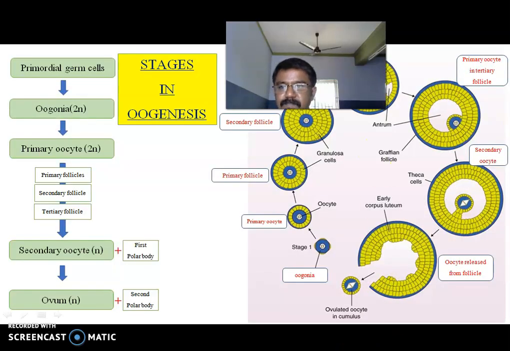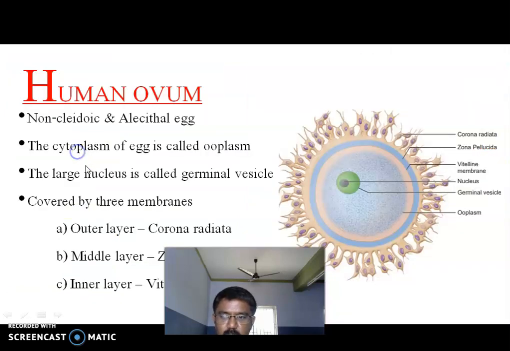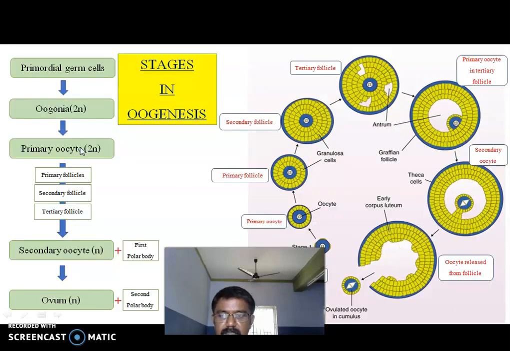Next, the stages in oogenesis. Next we will discuss oogenesis. There are primordial germ cells. The primordial germ cells occur in oogonia. They are diploid cells. Primary oocytes: the ovum is derived from primary oocytes.